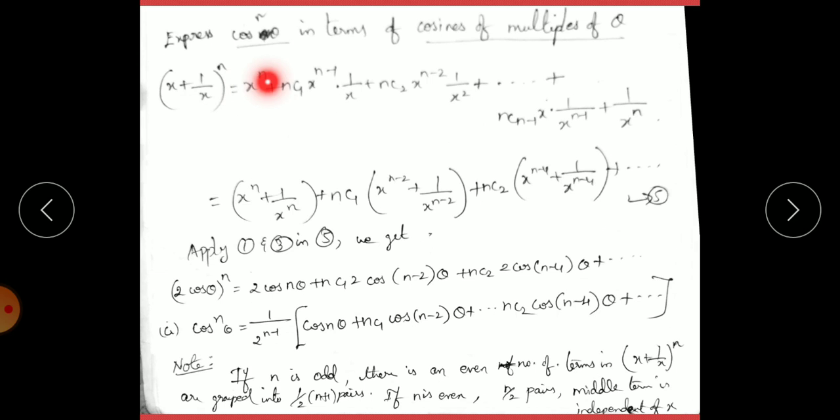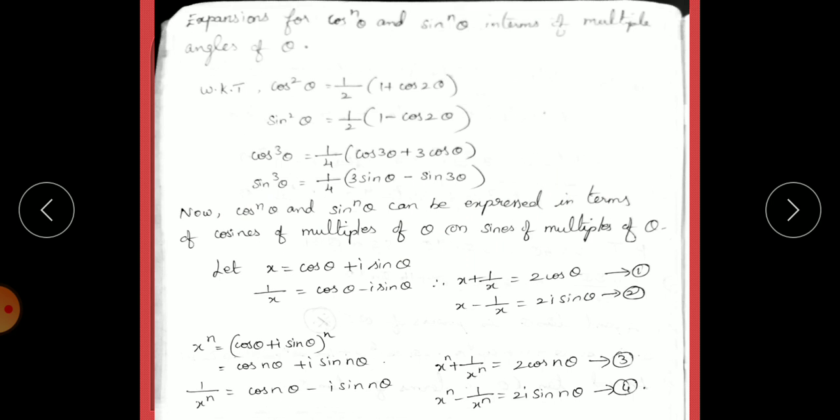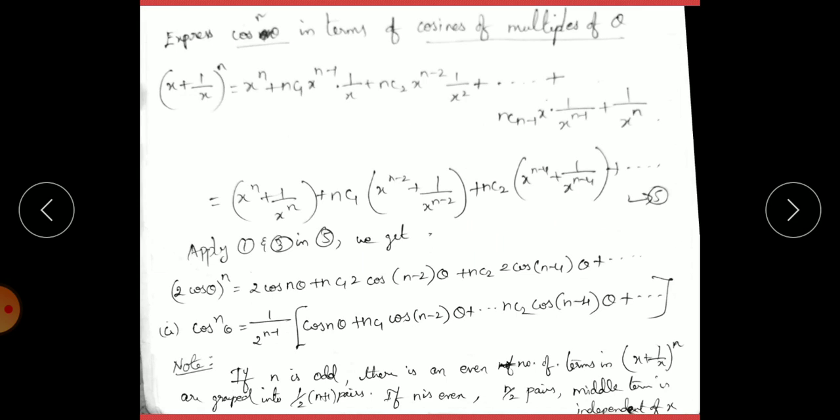Now we are going to express cos^n theta in terms of cosines of multiples of theta. So (x plus 1 by x)^n can be written in the binomial format, that is, x^n plus nC1 x^(n minus 1) into 1 by x, nC2 x^(n minus 2) into 1 by x squared, and so on. Then we combine, that is, we are pairing the x^n term with the 1 by x^n term, the x^(n minus 2) term and so on, applying the previous first equation and the third equation.